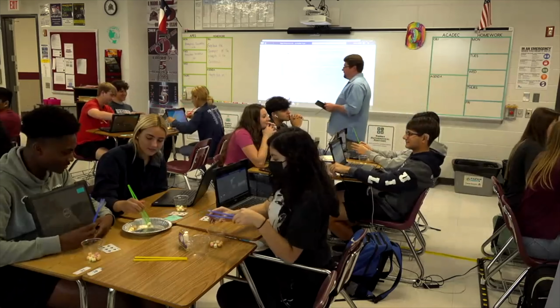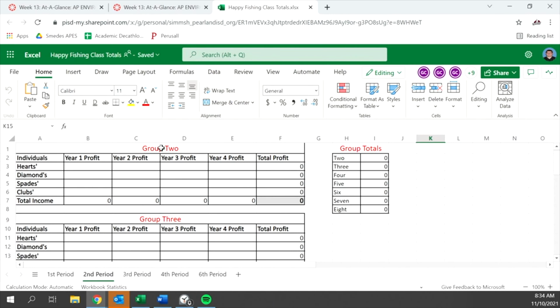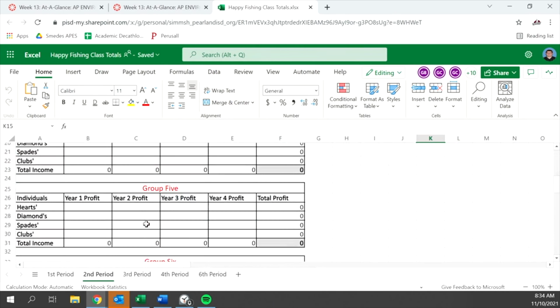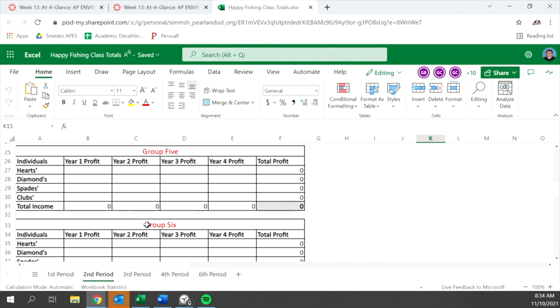When you open it, you're probably seeing first period. Down here at the bottom, we have second period. So click on the second period tab, and I want you to find your group. So group 2, group 3, group 4. Find your group, find your line, and type in your information.